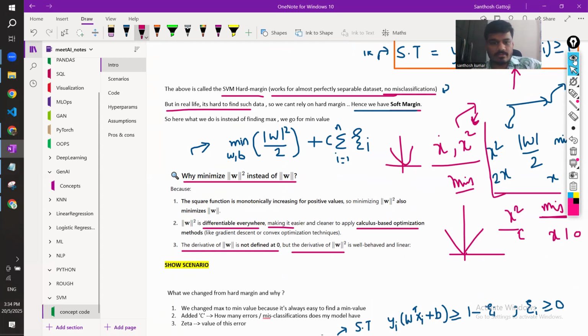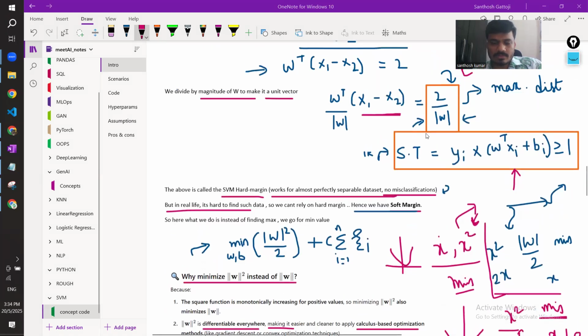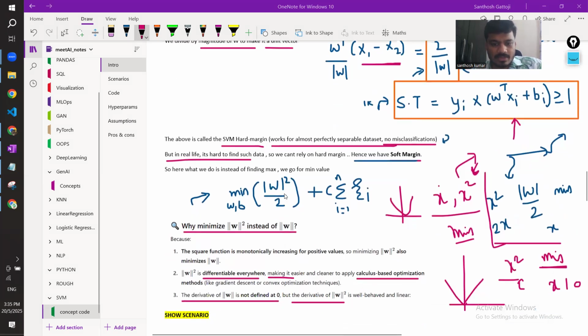So yeah, this is just the basic concept. But the equation which you have is this. Instead of finding the 2 by w distance, what we are doing is having w square by 2, plus c into a particular equation. So this is the soft margin.